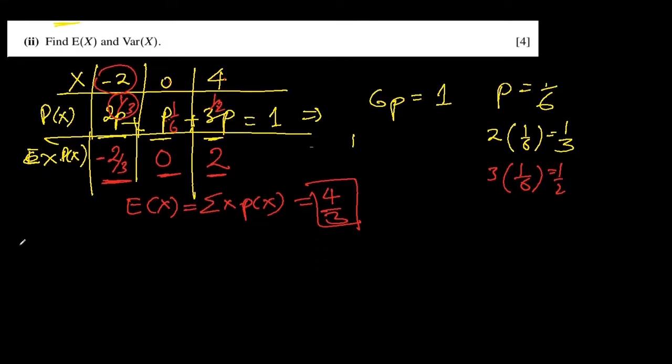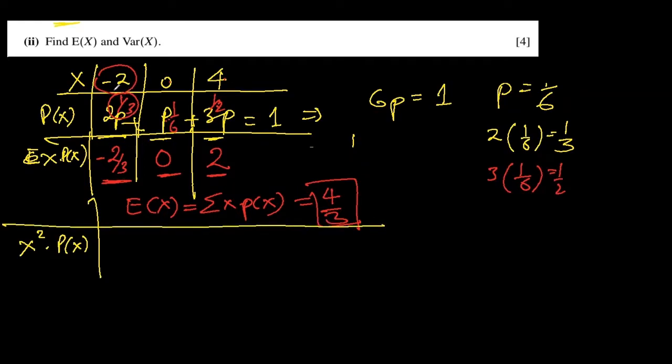Now, for variance of x, we'll add another row under this. So let's do it. It will be x squared and px. That will be the new row. So we'll square x, which is minus 2, which will become 4. 4 multiplied by 1/3 will be 4/3. Again, 0 square will be 0, and multiplied by anything is 0. This one will be 16. 4 square is 16 multiplied by the probability is half. 16 times half is 8.